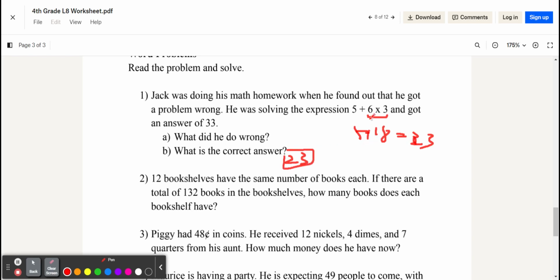Well, if we didn't know the order of operations, what would we have done? Maybe we would have gone from left to right and done 5 plus 6 first. 5 plus 6 is 11, and then times 3 equals 33. Well, that's the same thing as he did. So what he did wrong was probably that he forgot the order of operations and added before he multiplied.